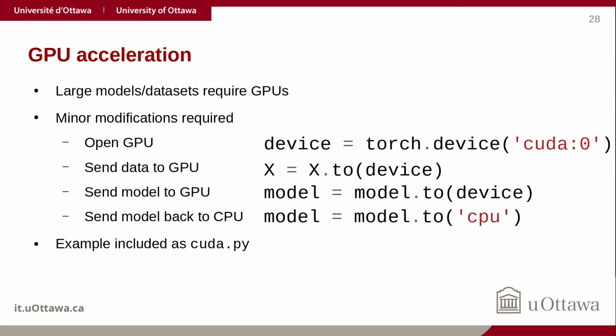Then the GPU acceleration, I didn't talk about that because it wasn't necessary for our data and model. But I have an example called CUDA.py, which I'll send out as well. And it will tell you how to transform the code into something that can be used for the GPU. Essentially, it's adding these 4 lines, and then your model can be used on a GPU. And it will be a lot faster if your model is large.